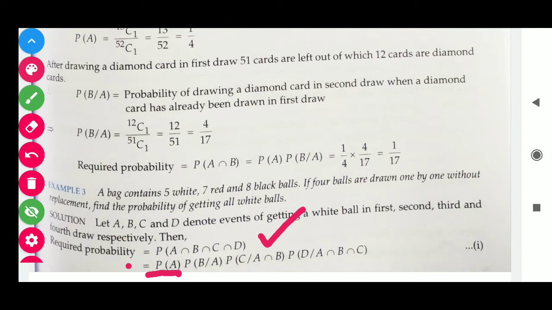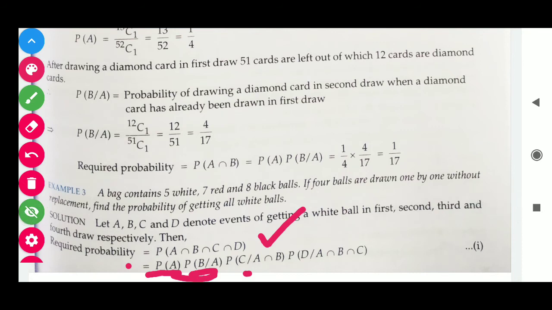Now probability B, if we draw the ball in the second draw, then it totally depends on the first event that already happened, and probability of C depends totally on events A and B. Now similarly, probability of D depends on the events that have happened. The events that happened are A, B and C.